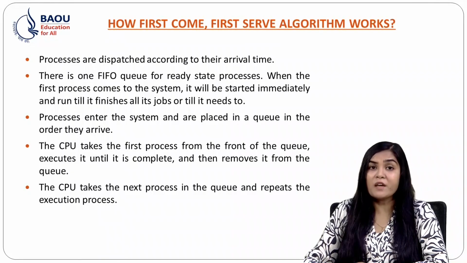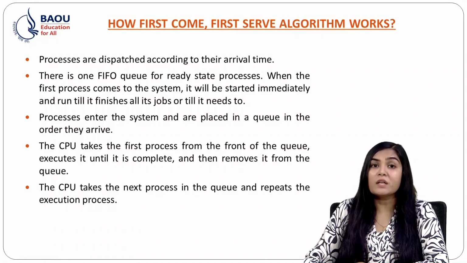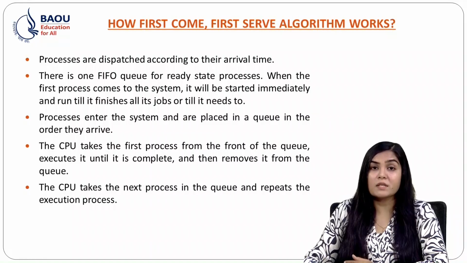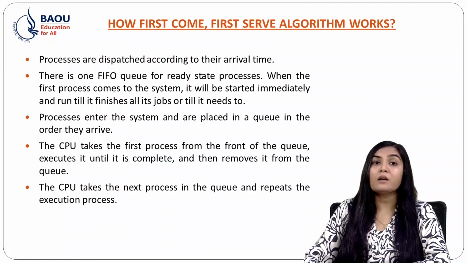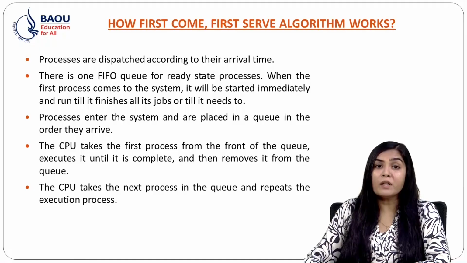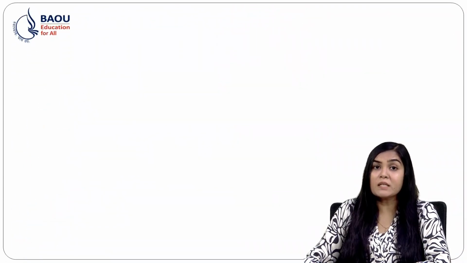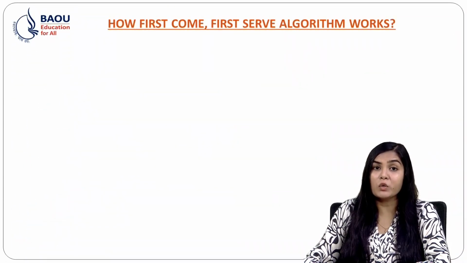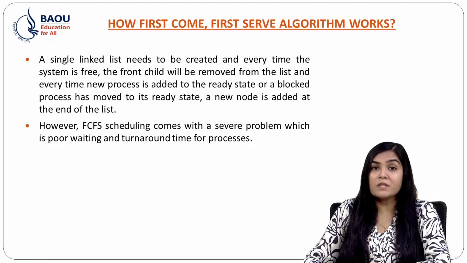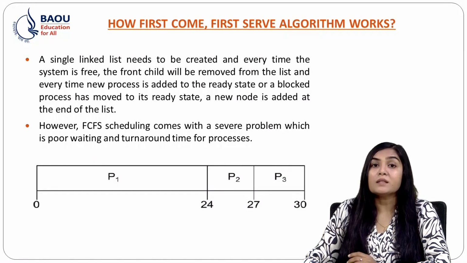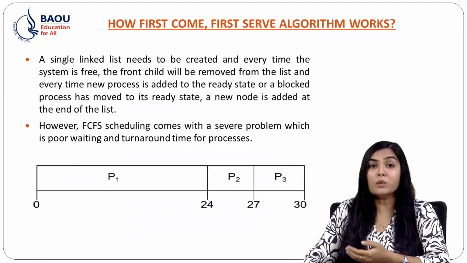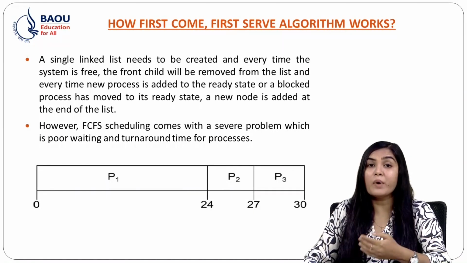However, FCFS scheduling comes with a severe problem, which is poor waiting and turnaround time for processes. Consider three processes P1, P2 and P3 submitted to the ready queue in this sequence, and assume the processes have burst time.